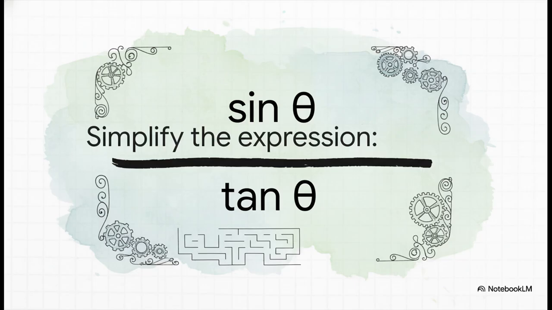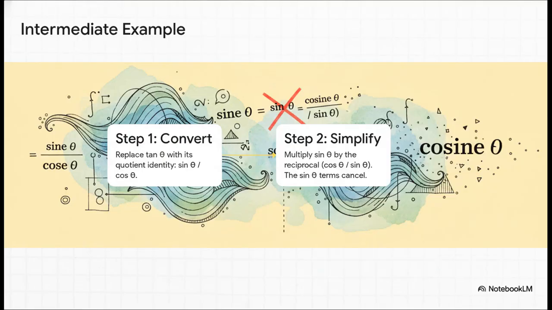Okay, let's level up just a little bit. How would we simplify sine theta divided by tangent theta? We are going to follow the exact same strategy. The sine theta on top, it's already a sine, so we leave it alone. But the tangent theta on the bottom, we can replace that using our quotient identity. It becomes sine over cosine.